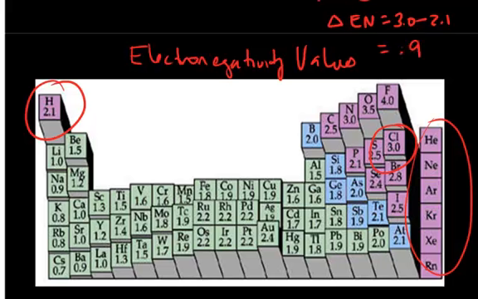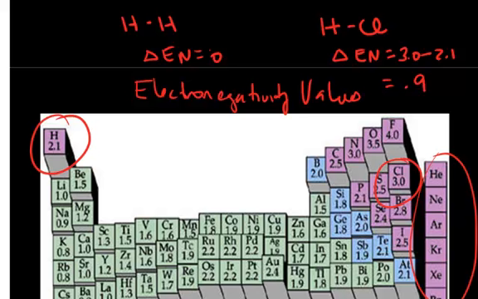Whereas for hydrogen, the difference in electronegativity value is 0 because the values are the same. So hydrogen chloride would be considered a polar covalent bond. Hydrogen, diatomic molecular hydrogen, would be considered a nonpolar bond.